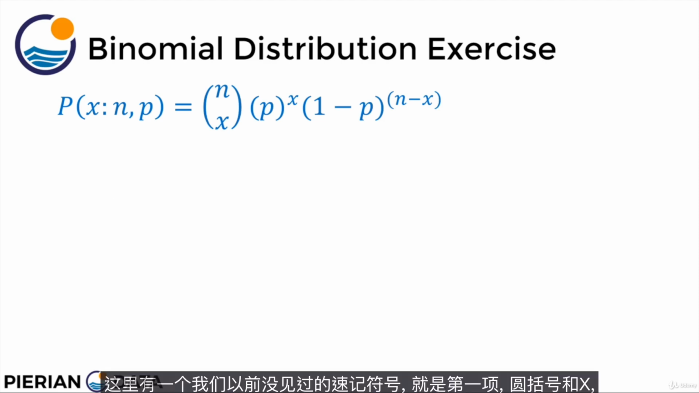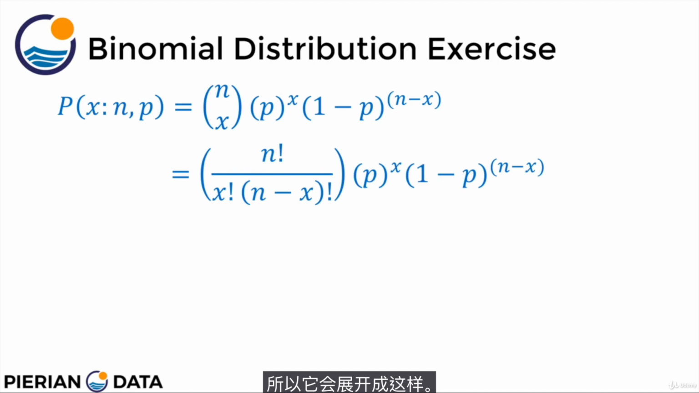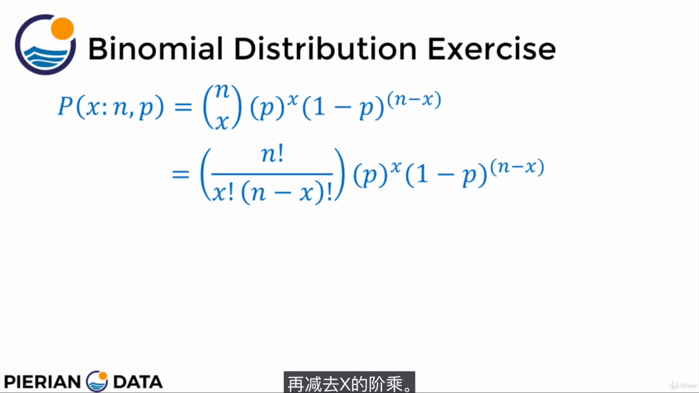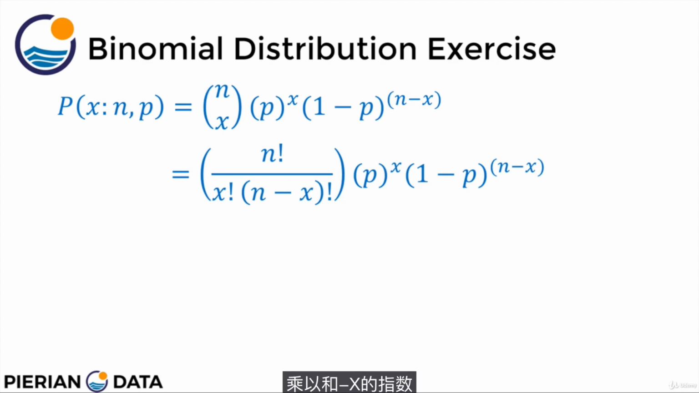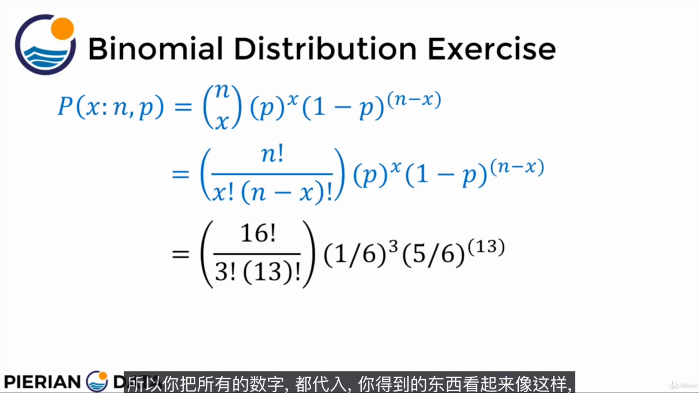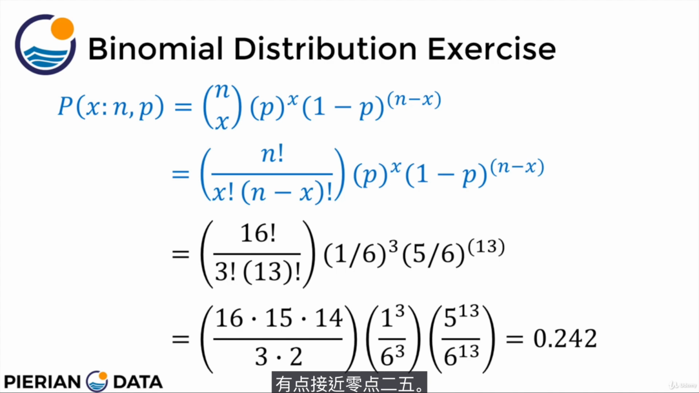Now, there's a shorthand notation we haven't seen before, which is that first term, that parentheses n over x. That's actually just a combination. So that expands out to look something like this. That's essentially just shorthand for that full combination formula, which is n factorial divided by x factorial times n minus x factorial. And then we take the probability of success, take that to the exponent of x, and then multiply that by 1 minus p to the exponent of n minus x. So you take all the numbers, plug those all in, you get something that looks like this. You take out your calculator, and then you end up seeing that it's equal to 0.242. As we saw in that chart, a little shy of 0.25.